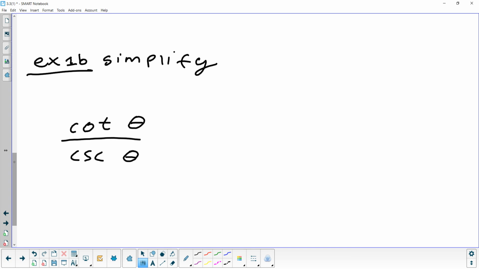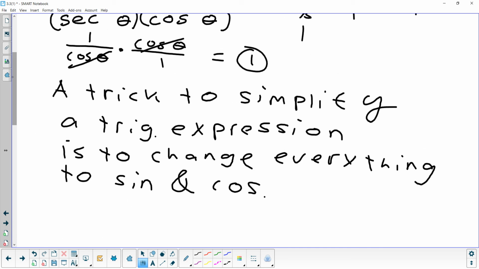About Katrina? What was the trick that I wrote down in the notes? No idea. Did you write it down? Which one? I think I called it one trick. A trick to simplify trig expressions.